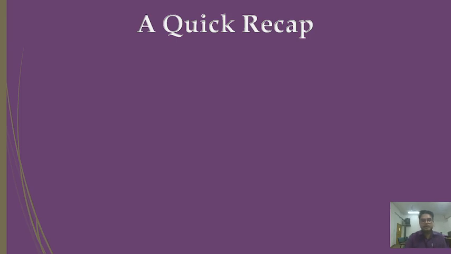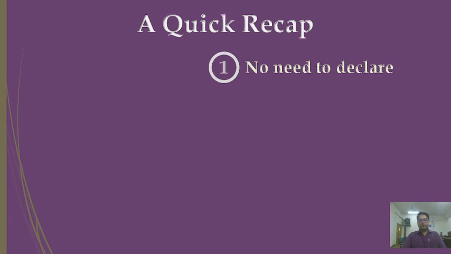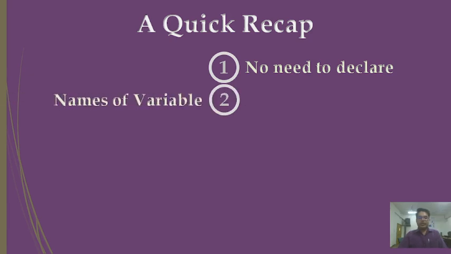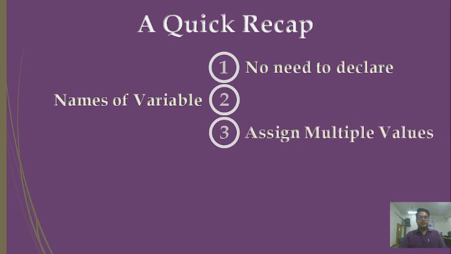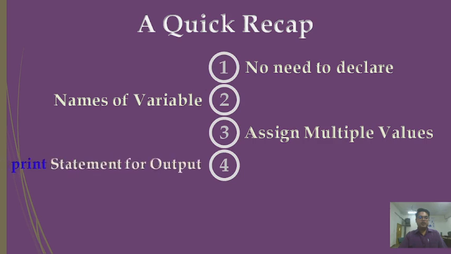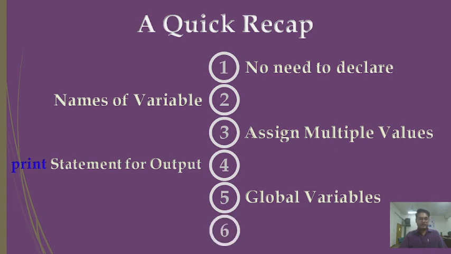So just making a quick recap. First, we have learned that we do not need to declare any variable in Python. Second, we know the names of variables. Third, how to assign multiple values to the variable. Then how we can use the print statement as an output. And last, global variables, how I can use variables inside or outside the functions.